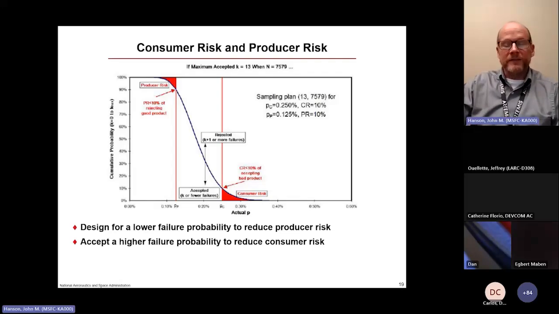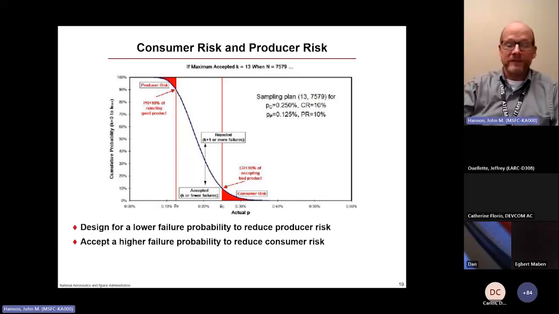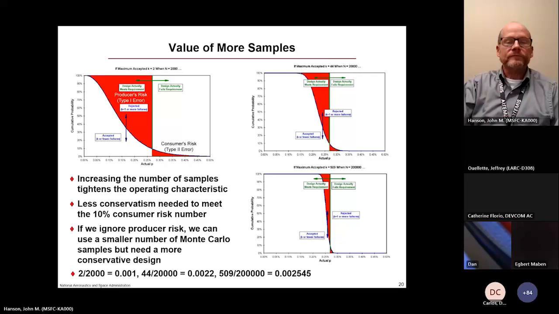Okay, but I guess what I'd like to do is focus on our meeting requirements and our setting values, which is the right-hand side of this, where we have a consumer risk number that we're looking at. So, if you can run more samples, that makes the distribution tighter. That's what this slide illustrates. If we ran 2,000 samples and accepted 2 failures, that's the upper left case. If we run 10 times as many samples, 20,000, we can accept 44 failures, and that tightens it up.